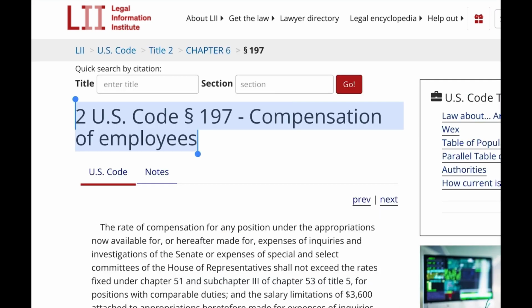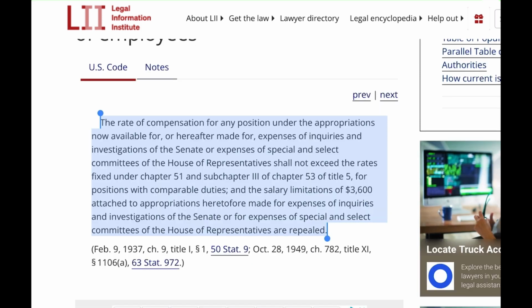2 U.S. Code Paragraph 197. Compensation of employees. The rate of compensation for any position under the appropriations now available for, or hereafter made for, expenses of inquiries and investigations of the Senate or expenses of special and select committees of the House of Representatives shall not exceed the rates fixed under Chapter 51 and Subchapter 3 of Chapter 53 of Title 5, for positions with comparable duties, and the salary limitations of $3,600 attached to appropriations heretofore made for expenses of inquiries and investigations of the Senate or for expenses of special and select committees of the House of Representatives are repealed.